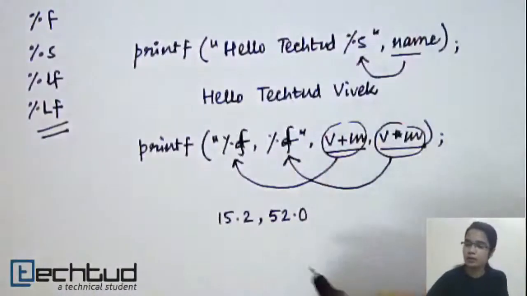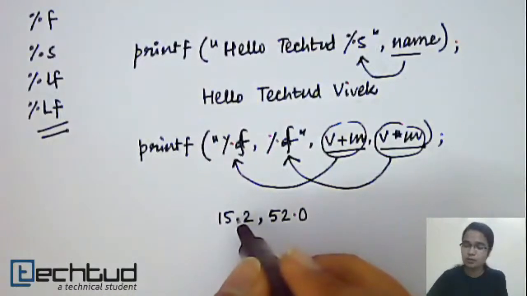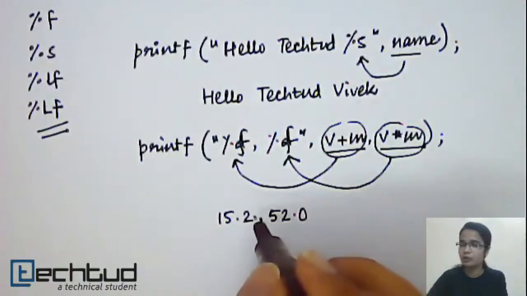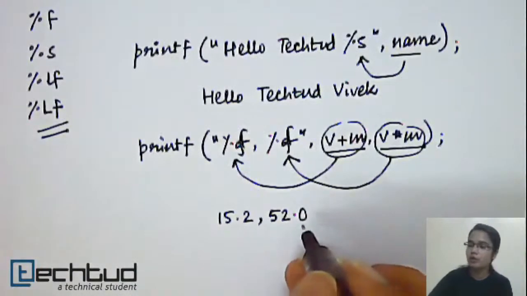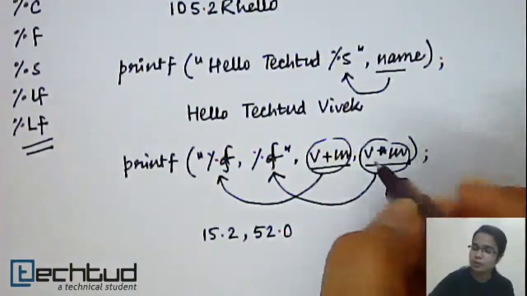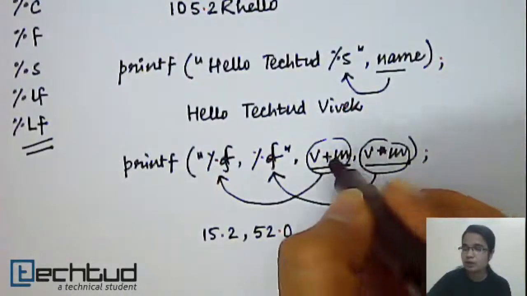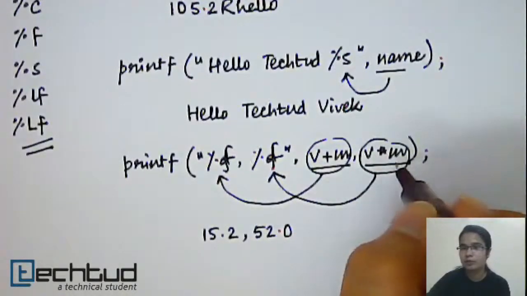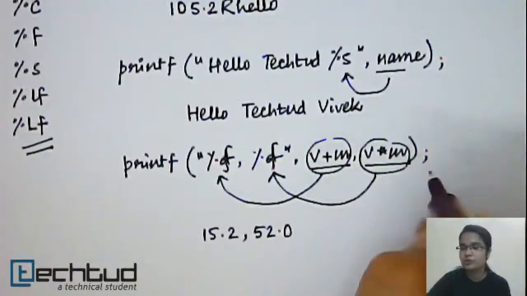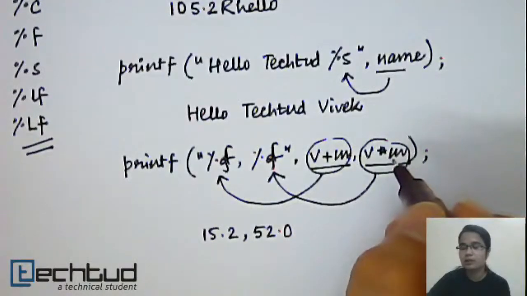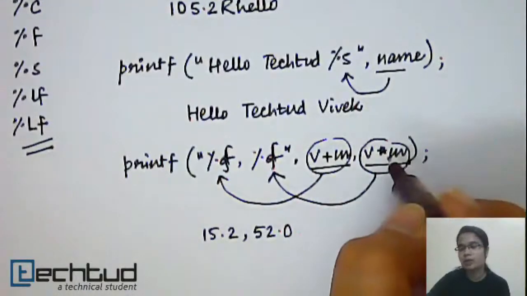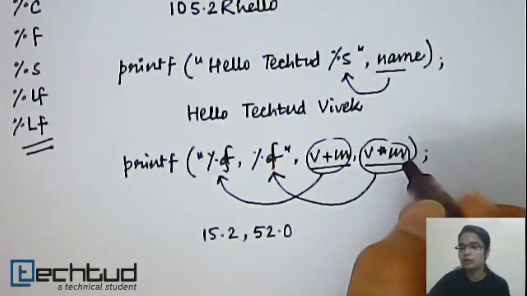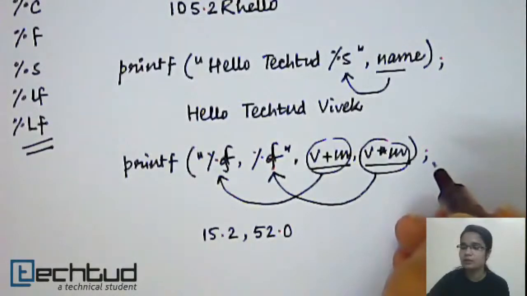Usually you can find that after the decimal point, there will be 6 places printed. Another point I need to mention is that if you have done 2 operations in your printf statement, you cannot ensure which operation will be executed first. It depends on your system and the behavior is undefined. So b plus m can be executed earlier or b multiplied by m can be executed earlier. The behavior is undefined.